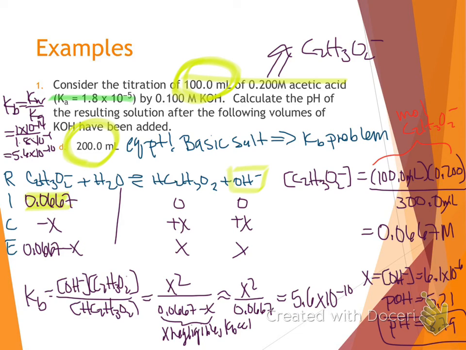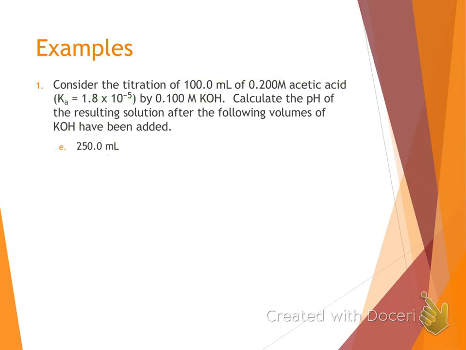On these problems, it should always be easy enough to ask yourself, does this make sense? Yes, this pH makes sense because we have a basic salt. Our pH should, in fact, be above 7 as we see here. Alright, so we got one more point of our titration left.